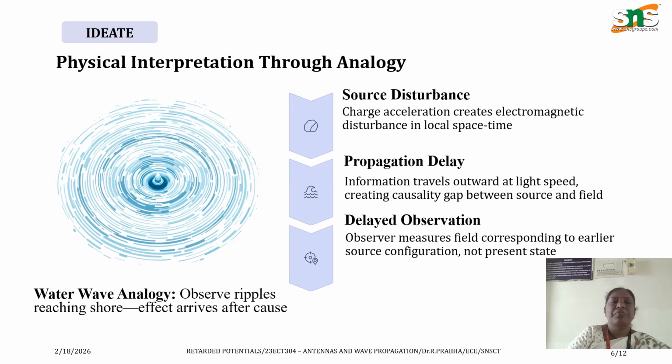So now in the ideate part, we are going to see the physical interpretation through analogy. The source disturbance is the charge acceleration, which creates electromagnetic disturbance in local space-time. So next is the propagation delay. When the information travels outward at light speed, it creates a causality gap between source and field. So we call it the propagation delay. And next is delayed observation. Here the observer measures the field corresponding to the earlier source configuration, not the present state. We can observe this with the water wave analogy: observing ripples reaching the shore, effects arrive after cause.